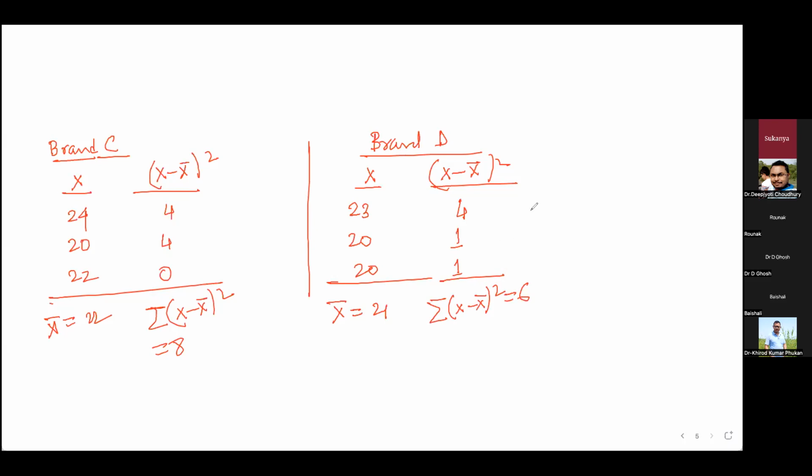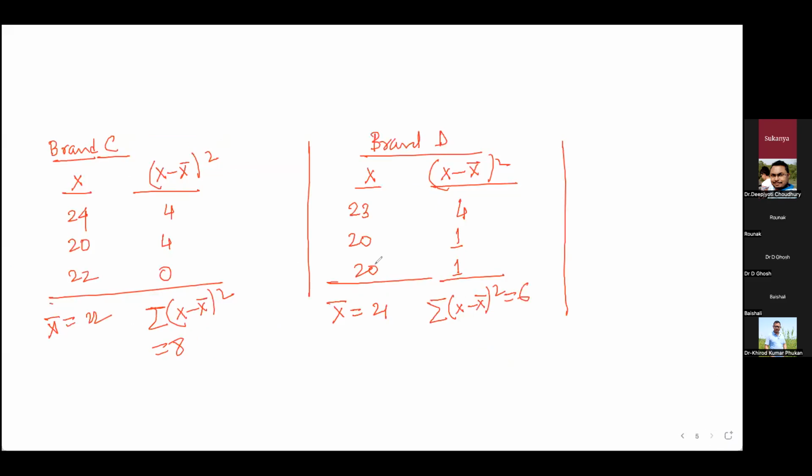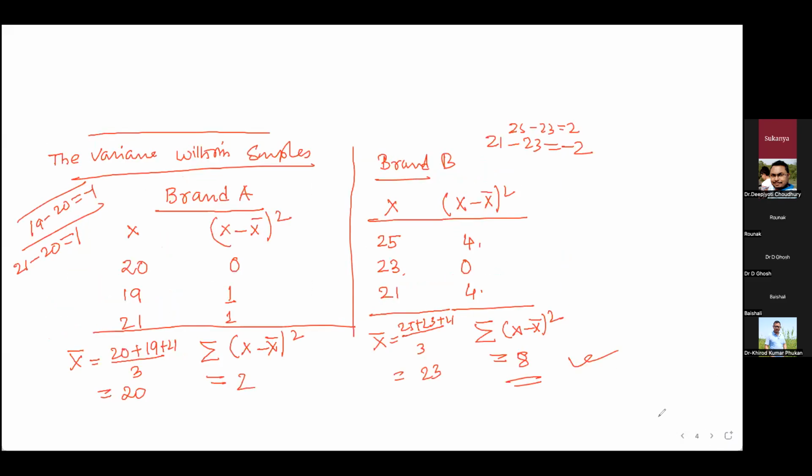Now, we are interested basically in the sample variance. Here it is the first sample, second sample, then the third sample, fourth sample. We would like to see the sample variance.